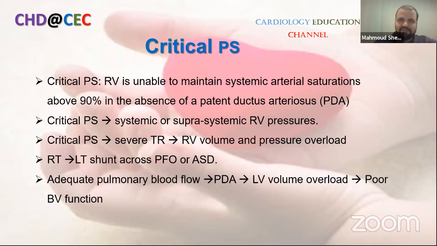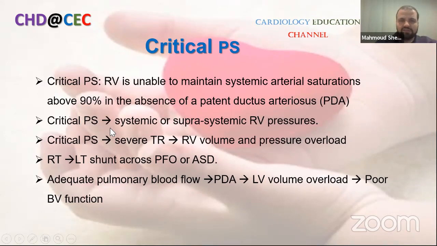I left the critical PS as a separate entity, which usually presents in neonates. And this is because it is a critical situation with different management. These babies usually present with severe cyanosis, and many of them have duct-dependent circulation. So critical PS is defined as when the RV is unable to maintain the systemic arterial saturation above 90% in the absence of a patent ductus arteriosus and in case of intact ventricular septum.